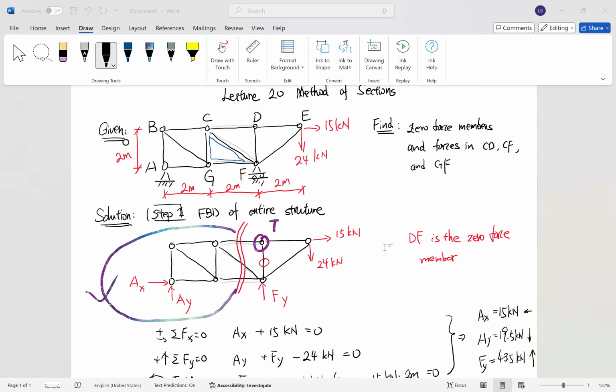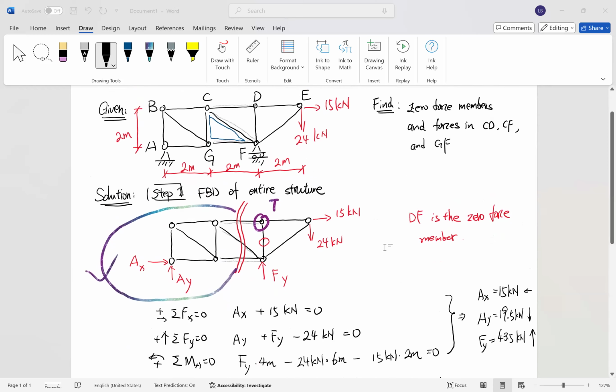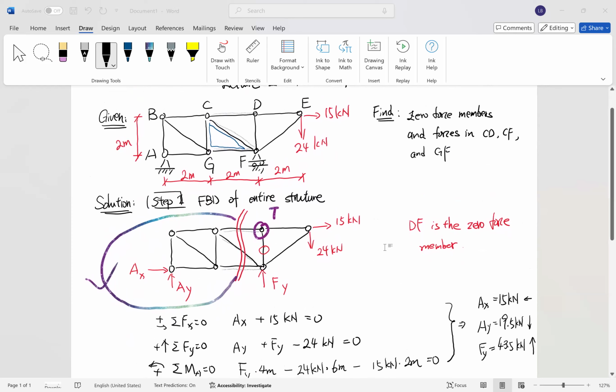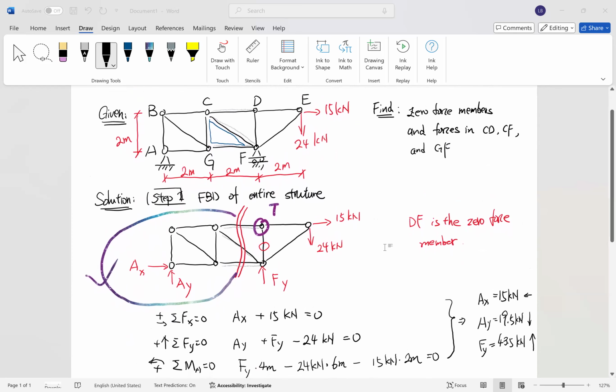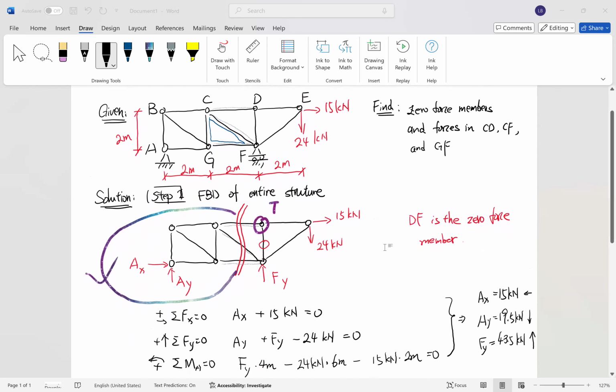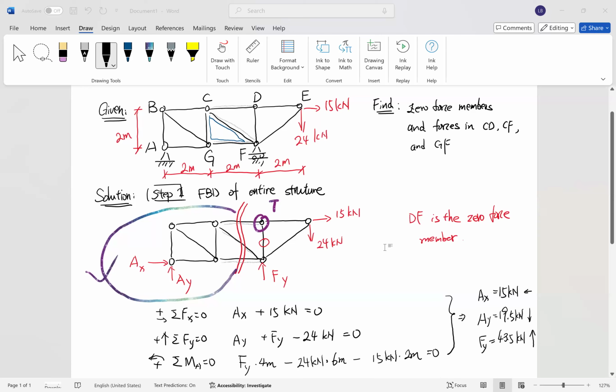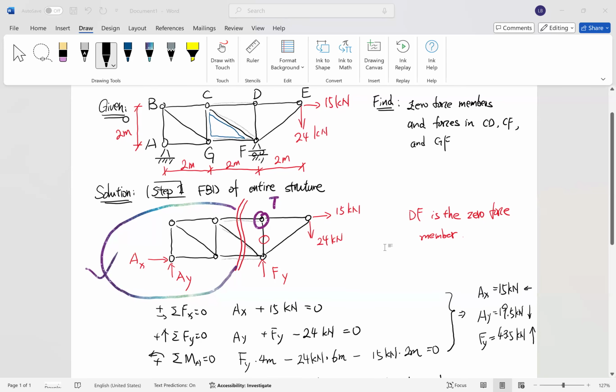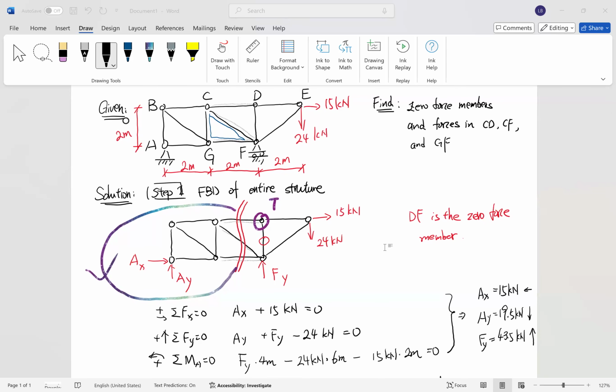You may pause the video and think about that. Actually, the answer is no more than 3. Similarly to the method of joint, where at most for each joint we can only deal with cases with no more than 2 unknowns. The reason is that for each particle, we only have 2 equations of equilibrium.